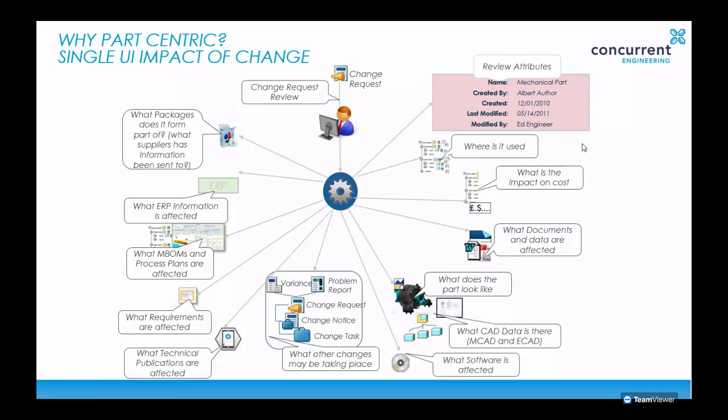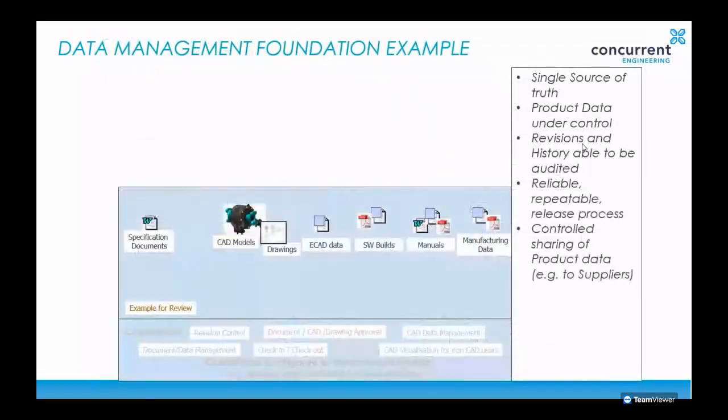So another way that we might take a look at this is from a foundation data example. If we take a data management example, here we have in a particular layer data management. We're just managing the documents, the CAD models and the drawings, which are used to give you revision control, drawing approval and CAD data management. This gives you the single source of truth, your data under control, your auditability of being able to look at the history, and also repeatable processes for signing off.